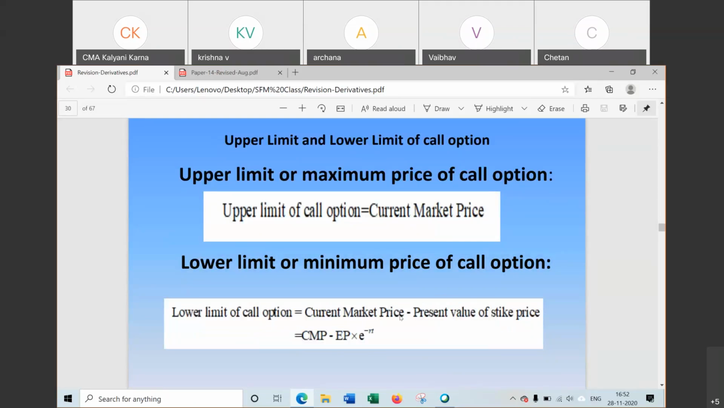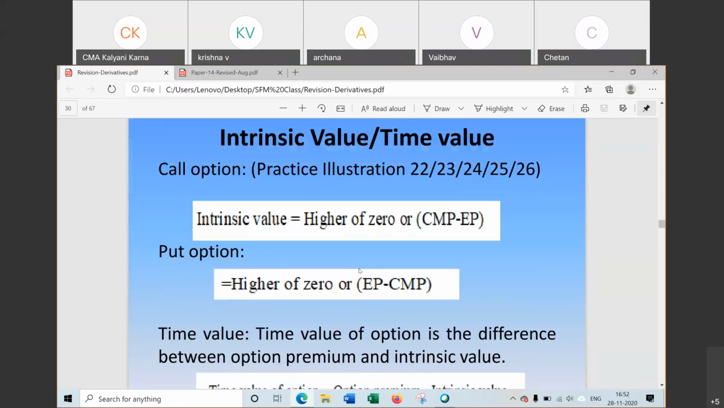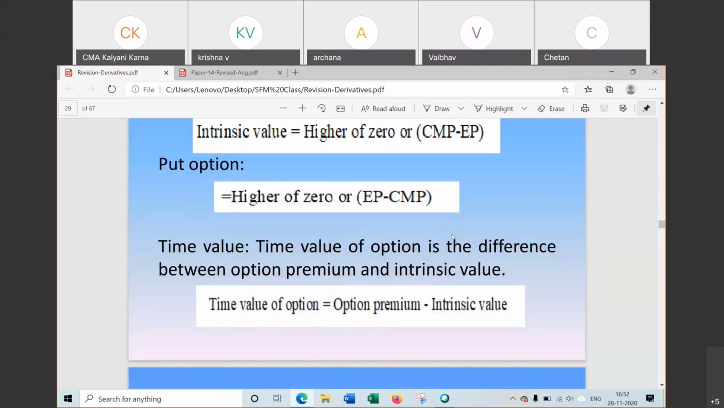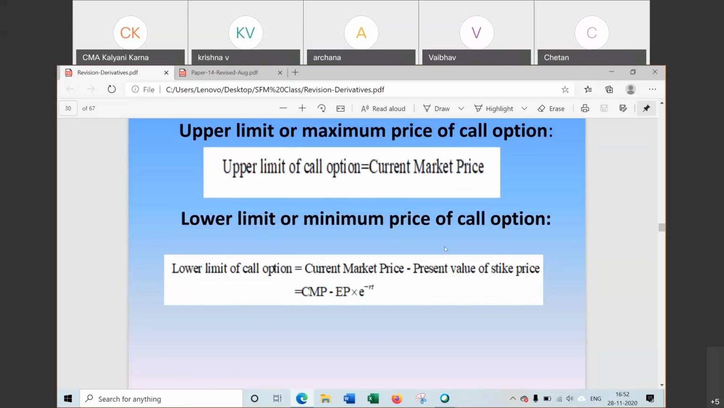Lower limit of a call option: CMP minus present value of strike price. For the strike price also we will take the present value. So the lower limit is just like the intrinsic value. Intrinsic value में भी हमने पढ़ा CMP minus EP. But for the lower limit, here we take the present value of the strike price. That is the lower limit of a call option.